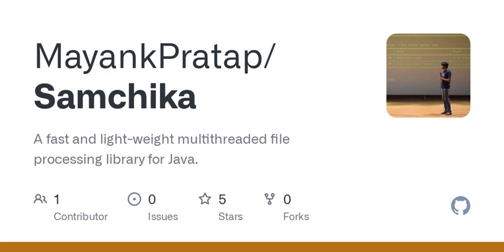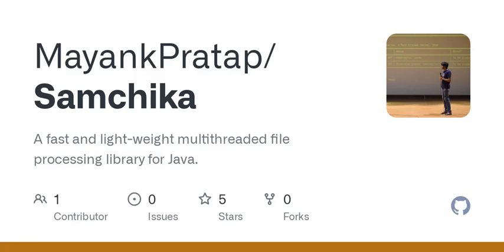Welcome back to our tech podcast, where today we dive into a fascinating new tool for Java developers, the Samchika library. Thanks for having me. Samchika aims to simplify and speed up file processing through effective multithreading. It sounds fantastic. Can you explain why multithreading is such a game changer for file processing?